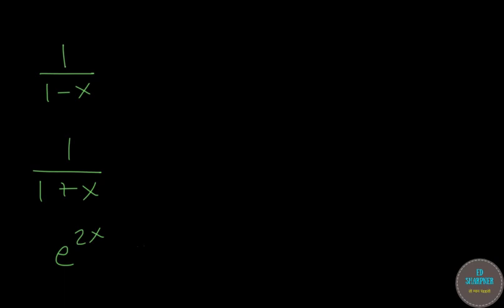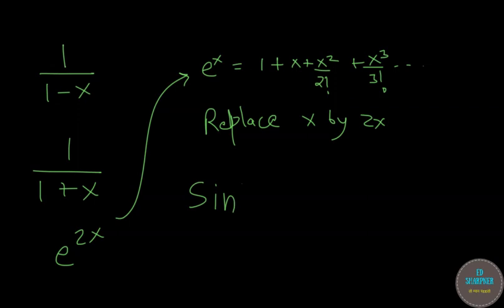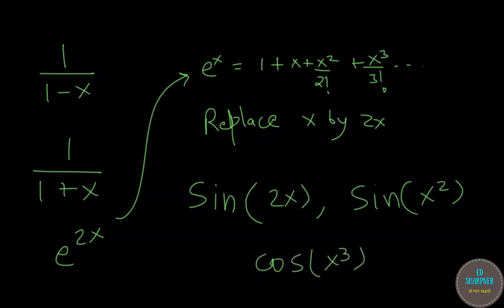Just a hint, you write down the Taylor series for e to the x, which is like this: 1 plus x plus x square over 2 factorial plus x cube over 3 factorial and so on. Then just replace x by 2x, right? So this is how you can actually manage to get different Taylor series if you know some basic Taylor series. You can also find out the Taylor series of sine 2x, sine x square, maybe cosine of x cube, and so on.